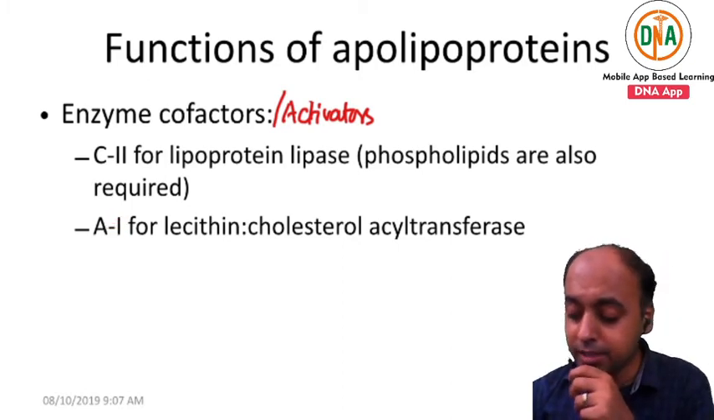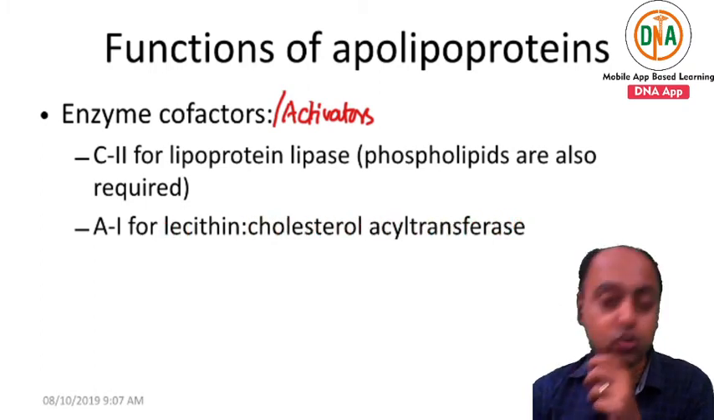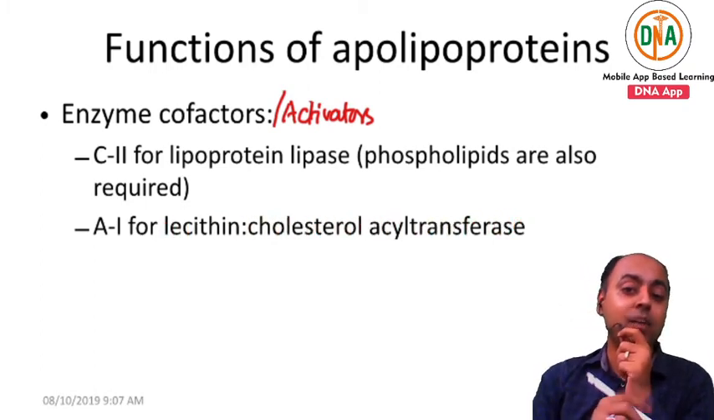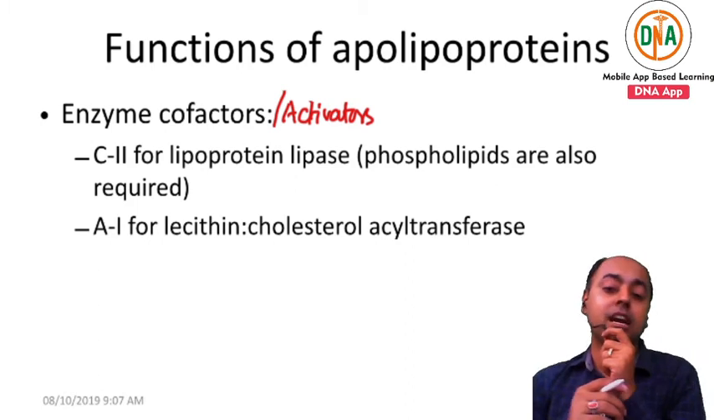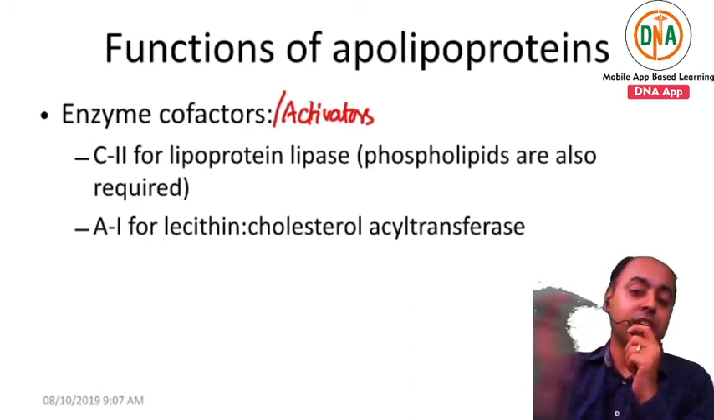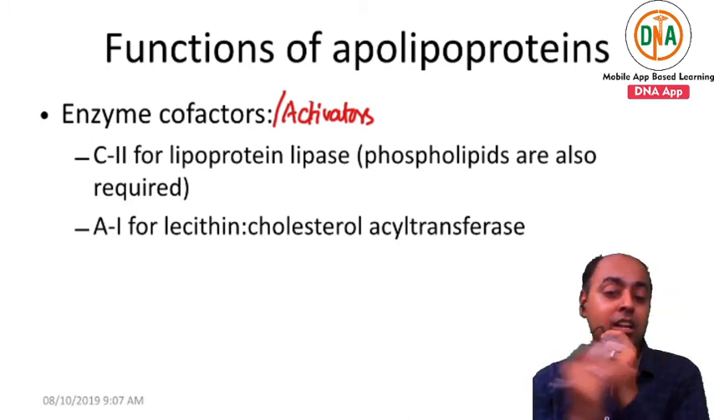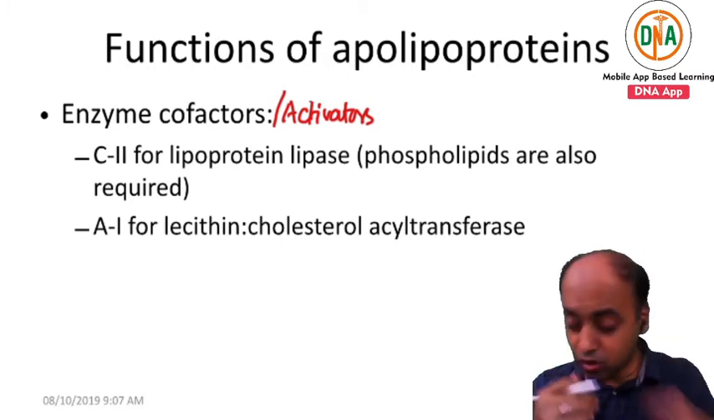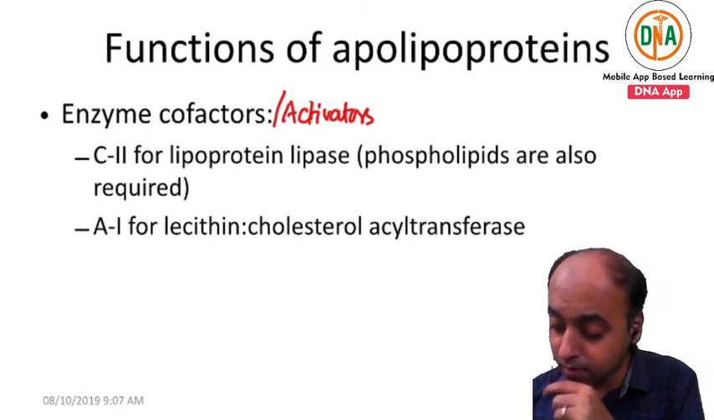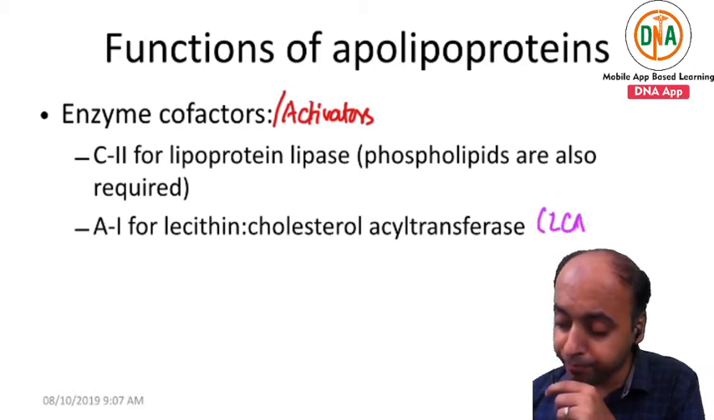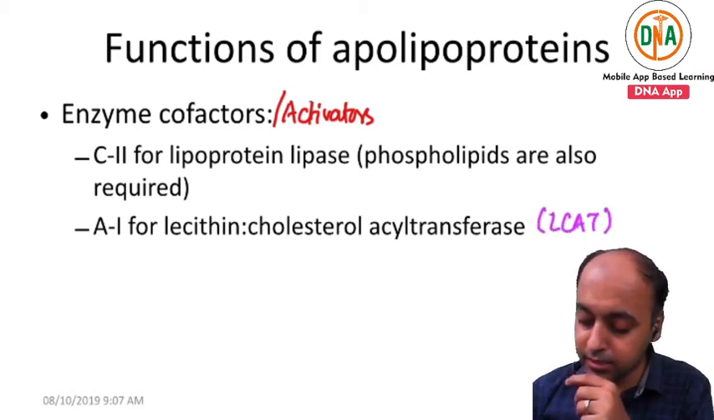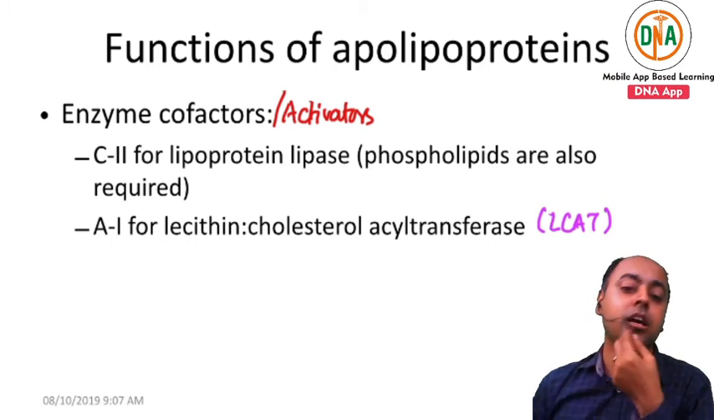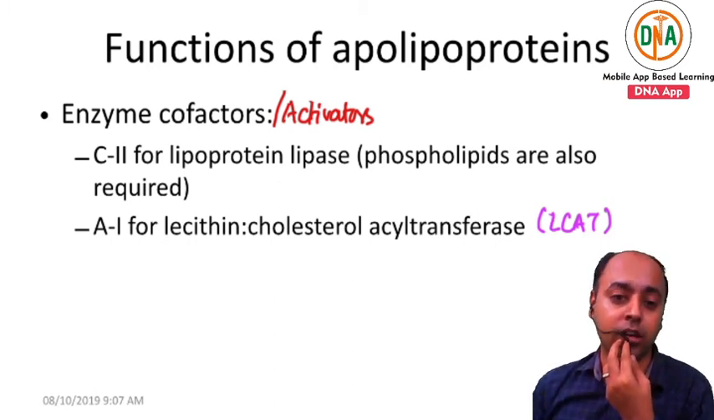ApoA1 is the activator for lecithin cholesterol acyltransferase, LCAT. We have already seen how the LCAT functions. It transfers the fatty acid from lecithin to the cholesterol and converts it to cholesterol ester. The LCAT is activated by ApoA1. ApoA1 will activate the LCAT.